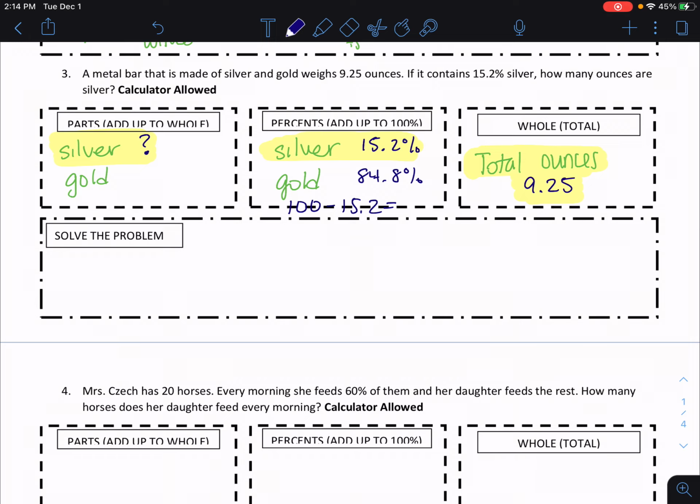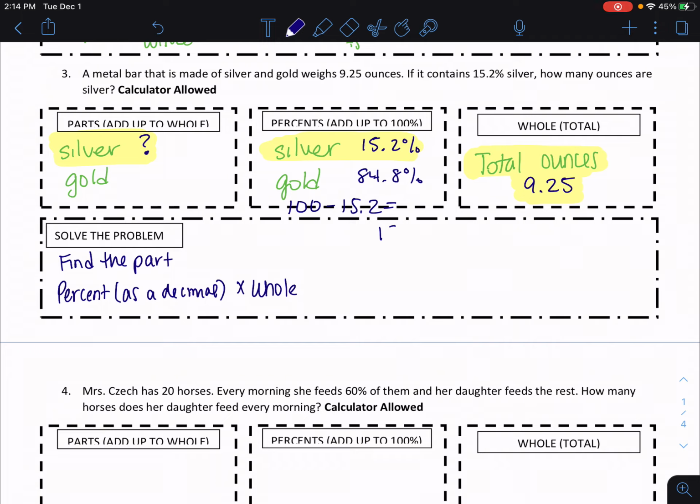For this one, I'm trying to find the part. Okay, to find the part, I'm going to change my percent into a decimal. So I'm going to do my percent as a decimal, and I'm going to multiply by the whole. Again, if you're making a note card, that's a valuable piece of information for that note card.